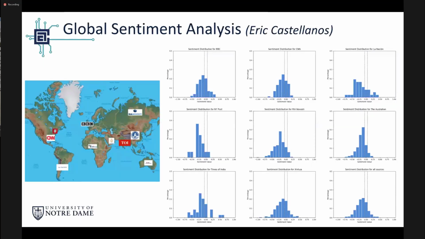All right, so the first one, and this is the one that was presented last time we were all in person in Santa Fe, was this global sentiment analysis. And in this particular project, what we're trying to understand is for the same world events that we thought had some sort of international impact, how did different global news sources report on it? And what was the sentiment? Were they generally positive or were they generally negative about those specific activities?